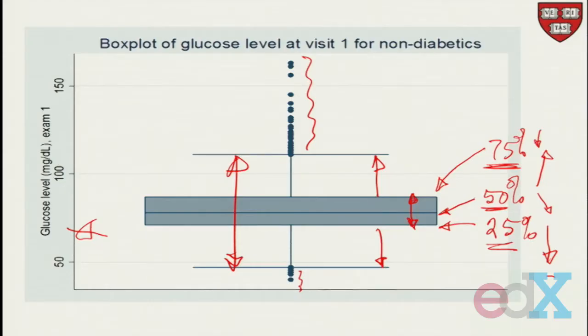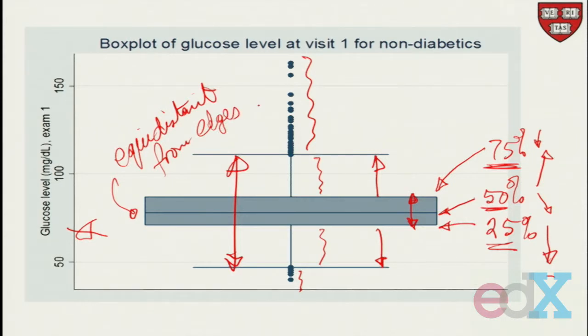Now, the thing you want to look at, in terms of symmetry, and we're always looking for symmetry, is whether this distance here is roughly the same as that distance. Is the median equidistant from each edge, from the first quartile and the third quartile? That's what you would expect with symmetric data. You would expect that line to be halfway between the edges.